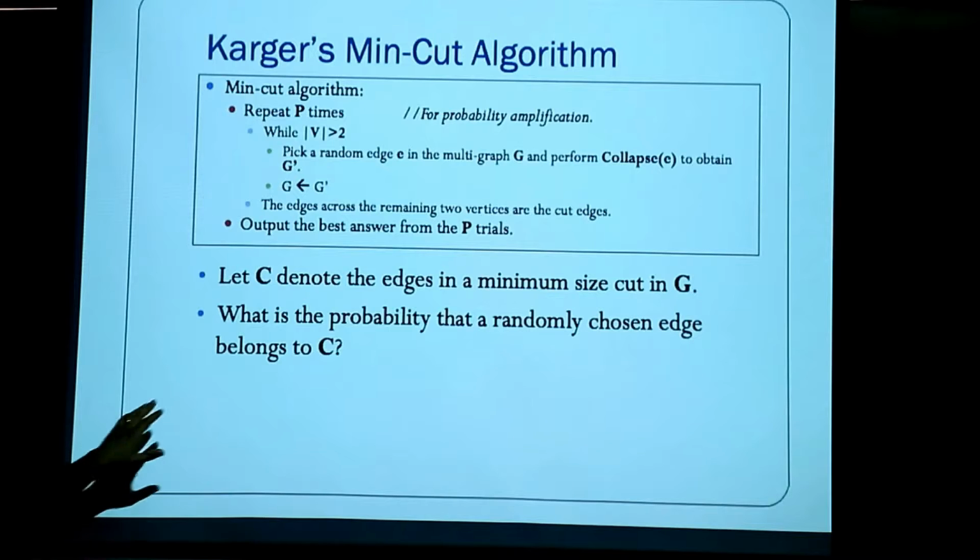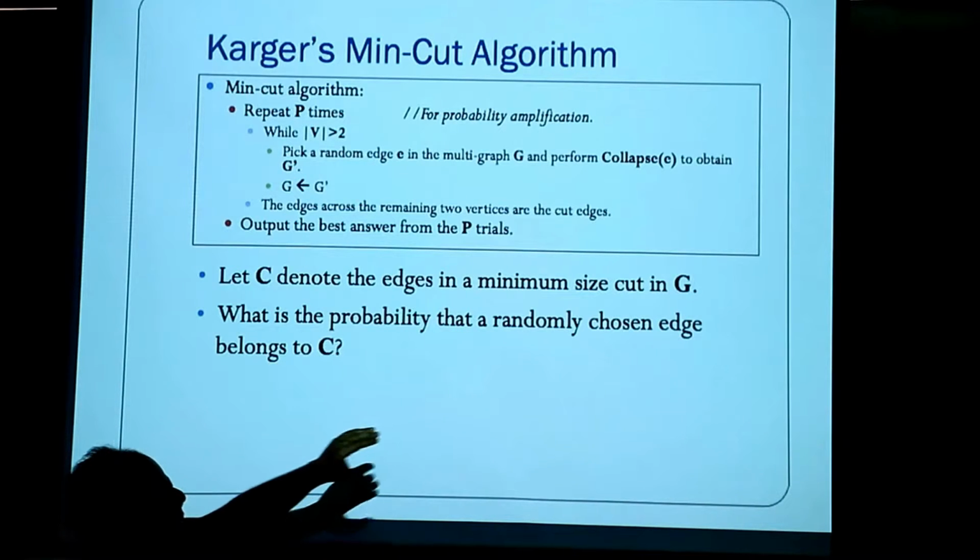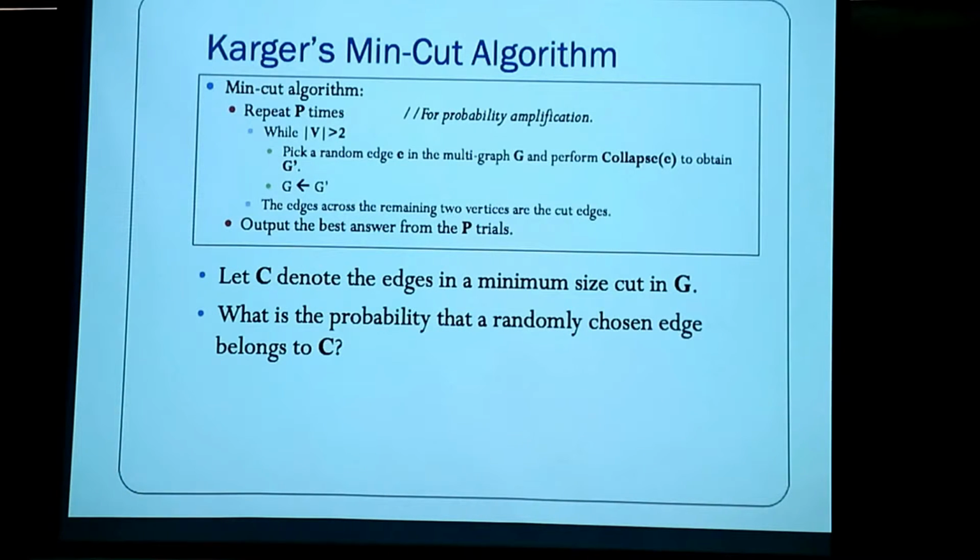Okay, so let me ask you this. What is the probability that a randomly chosen edge belongs to this fixed minimum cut C?